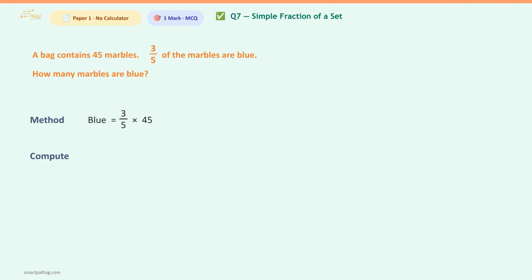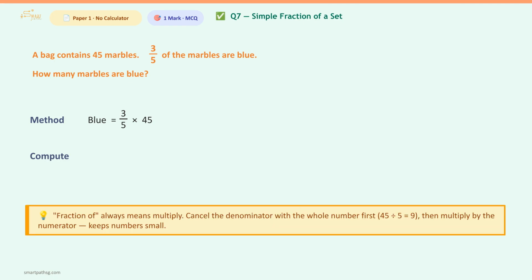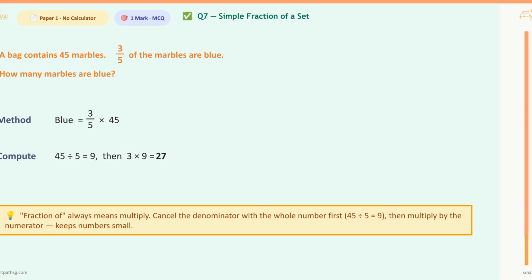To perform this calculation efficiently in a non-calculator paper, you should always try cancellation first to keep numbers small. In this case, we first divide 45 by 5 and get 9, then multiply the result 9 by the numerator 3 and get the final answer, 27 blue marbles.